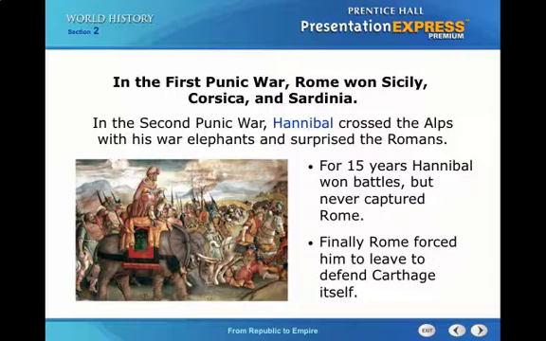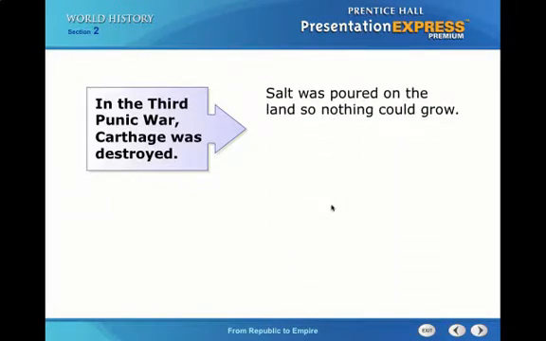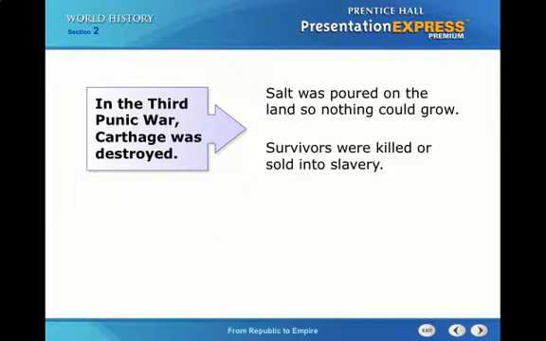And so they launch an attack on Carthage, which forces Hannibal to return home. And in this Third Punic War, Carthage gets destroyed. Hannibal finally gets defeated. Now, one of the popular stories is that salt was poured into the land so nothing would grow. I haven't really seen much to prove that.